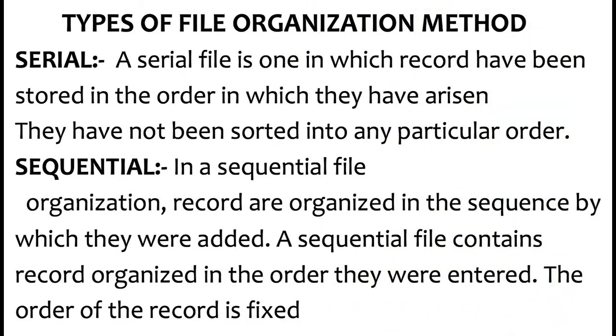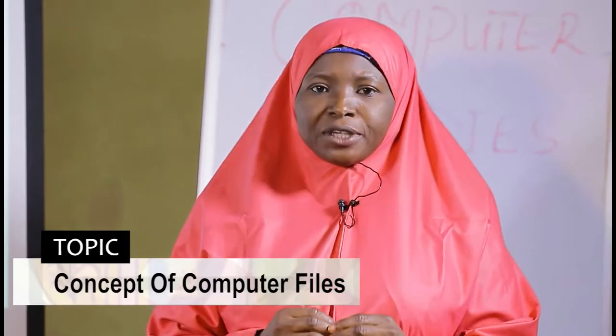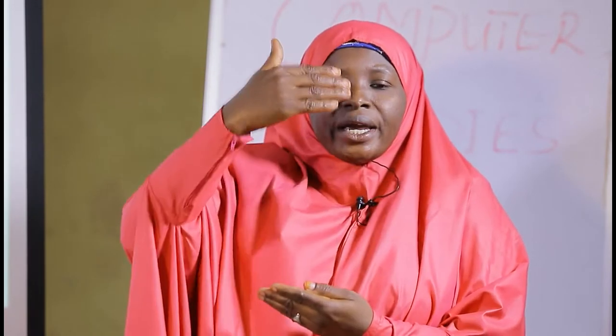The next is that we have types of file organization. There are different types of file organization methods. We have the serial file organization, we have the sequential, we have the random, we have the index. Let's take each one after the other. We have the serial file. A serial file is one in which records have been stored in the order in which they arrived. They have not been sorted into any particular order. As you give a file, as you are entering it, so it is serial.